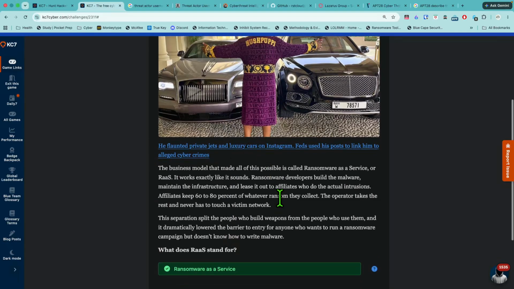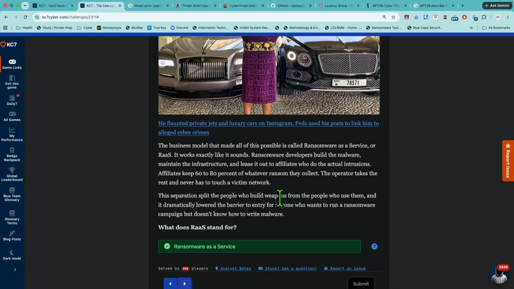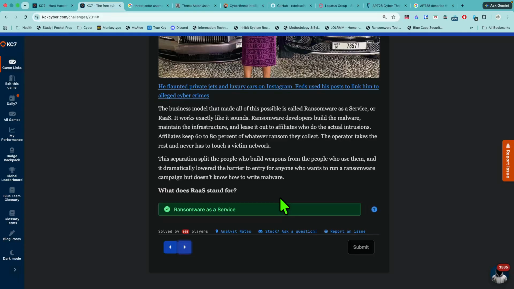Alright, the business model that made all of this possible is called ransomware as a service, or RaaS. It works exactly like it sounds. Ransomware developers build the malware, maintain the infrastructure, and lease it out to affiliates who do the actual intrusions. Affiliates keep 60 to 80% of whatever ransom they collect. The operator takes the rest and never has to touch a victim network. This separation splits the people who build the weapons from the people who use them, and it dramatically lowered the barrier to entry for anyone who wants to run a ransomware campaign but doesn't know how to write malware.